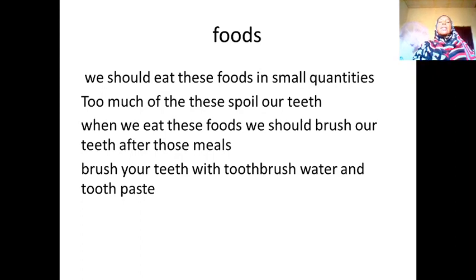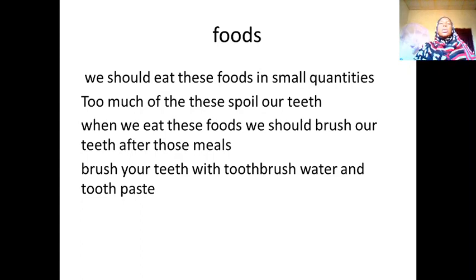After eating these types of foods, we should remember to brush our teeth. And what do we normally use for brushing our teeth anyway? We use water, we use toothpaste, and we use a toothbrush. What would happen if you don't have toothpaste? You can use maybe salt to brush your teeth.